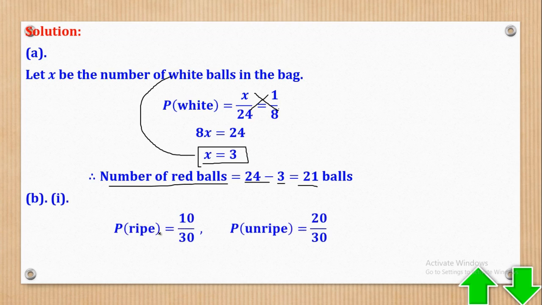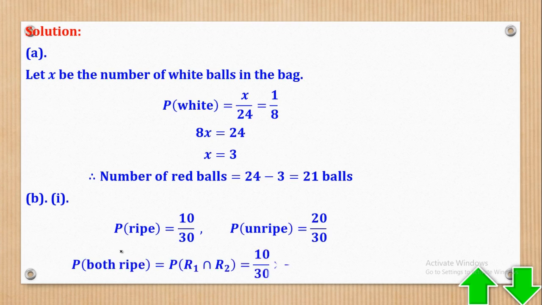Roman 2, first of all, we know that the probability of a ripe is 10/30 because the total number was 30 but 10 are ripe. Then the ones which are unripe will be the remainder, so 30 minus 10 will give you 20, which will be that over the total, which is 30. Therefore, the probability for ripe is 10/30, and the probability for unripe is 20/30.